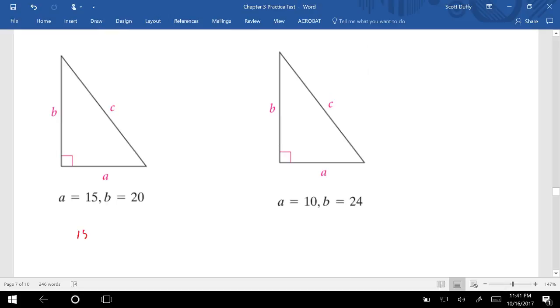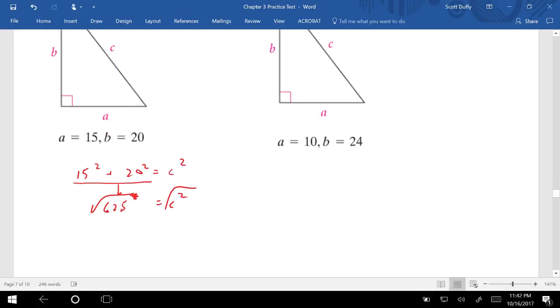So I have 15 squared plus 20 squared equals c squared. 15 squared plus 20 squared is 625 equals c squared. Take the square root of both sides. I get 25.